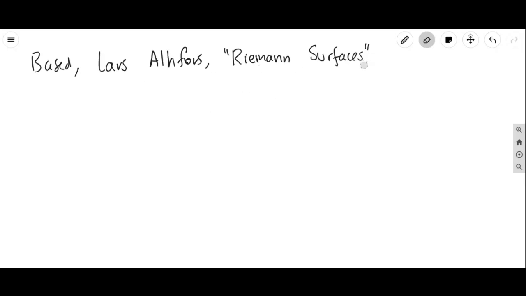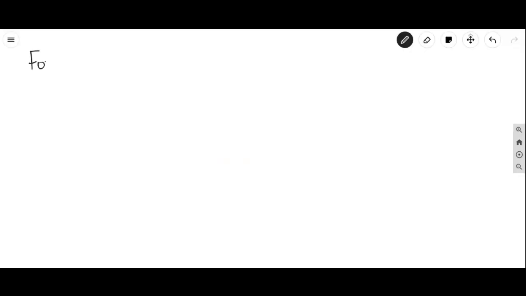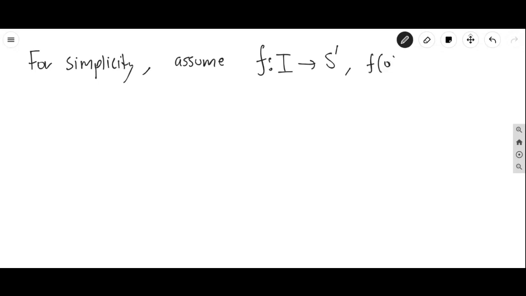But anyway, there's this book, Riemann Surfaces, and I'm going to show you how Lars Ahlfors defines the winding number in that book. So here's the way he does it, but here's some motivation for how this works. For simplicity, let's assume that we have a function. This is going to be a closed loop into a circle, and f of 0 and f of 1 will be the same point. Instead of the punctured plane, let's just work on a circle. It's just going to make everything a lot easier.